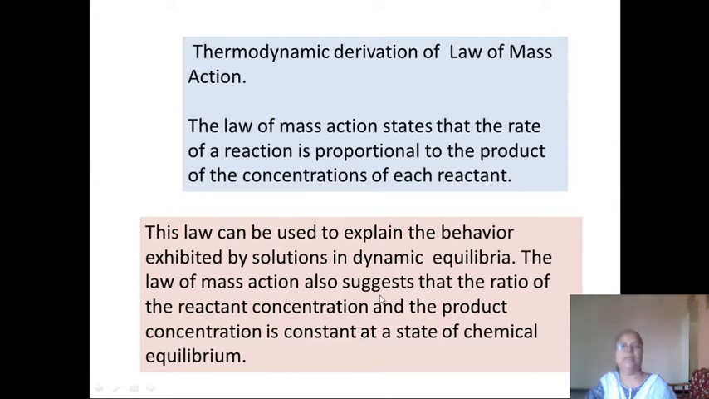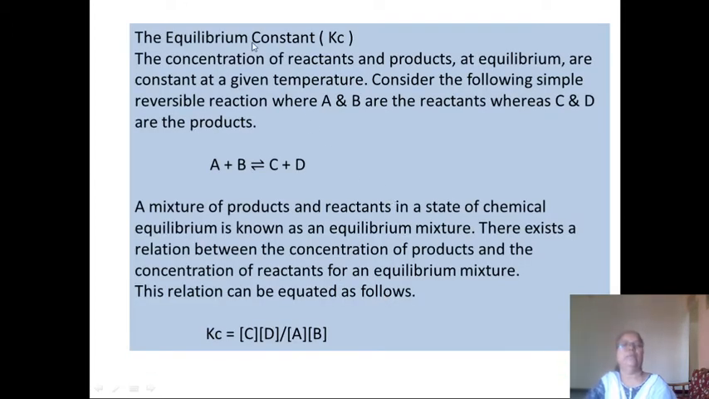at a constant chemical equilibrium. Here, the equilibrium constant is represented by the letter Kc, where K is the equilibrium constant and C is the concentration of a reactant and product for a liquid state reaction, a homogeneous reaction which is taking place in a liquid state. The concentrations of reactants and products at equilibrium are constant at a given temperature.